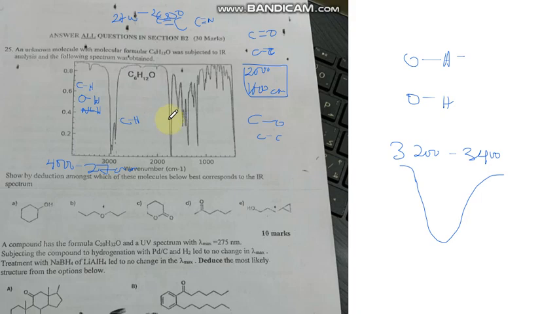The next one is this long spike which strikes and hits almost zero transmittance. Now this stretch is somewhere around 1700 centimeter inverse. Whenever you see a stretch at this wave number, it corresponds to a carbonyl system, for either an aldehyde, a ketone, or a carboxylic acid.